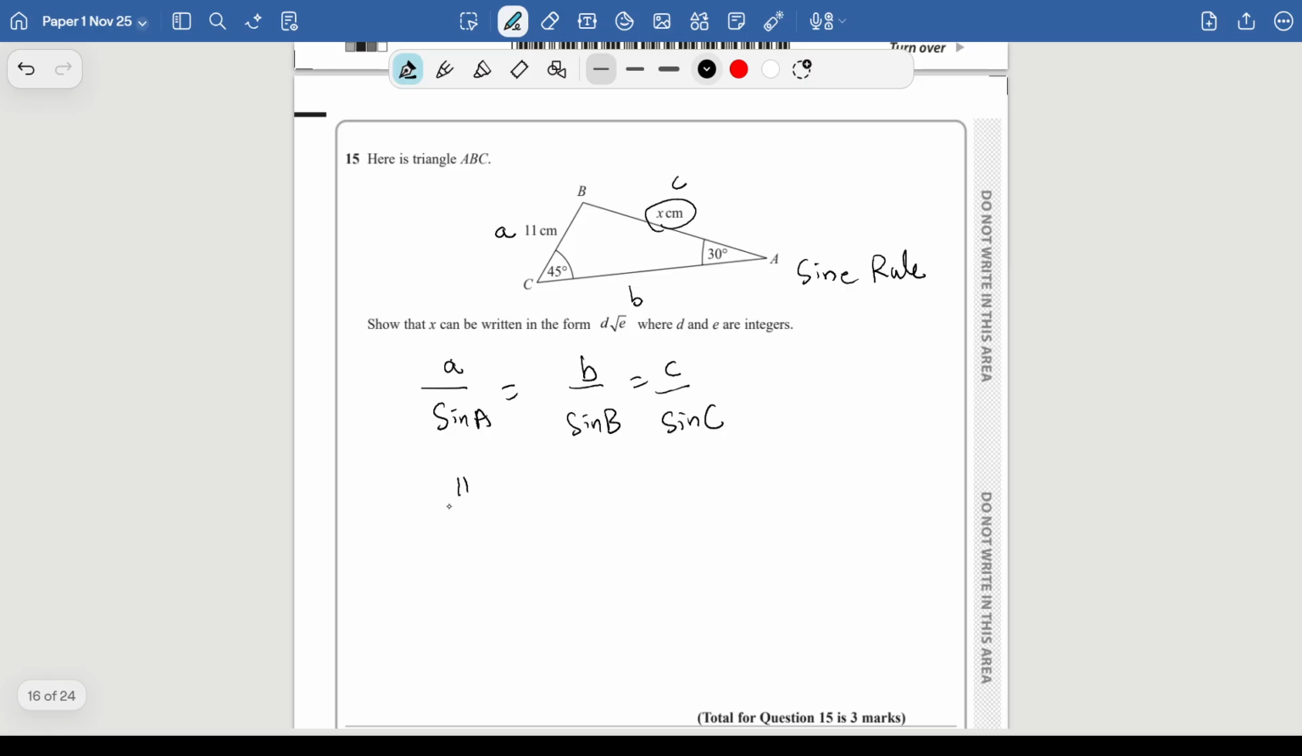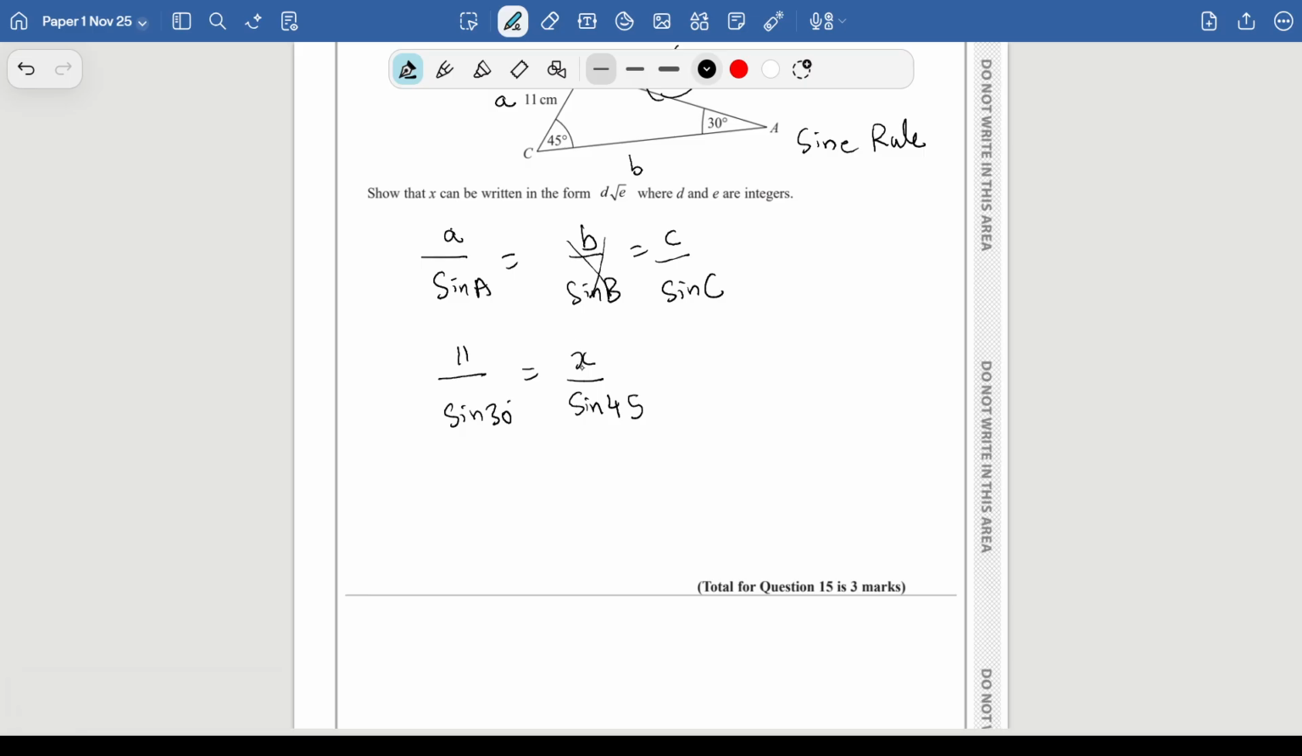So A here is 11 over sine 30. I'm not concerned about the B side because we don't need to do anything with that. So just taking C over sine C, so C is x over sine 45. Now to get the value of x, make it the subject. You times it with sine 45 on both sides, you get rid of this. So we have x equals 11 over sine 30 times sine 45.